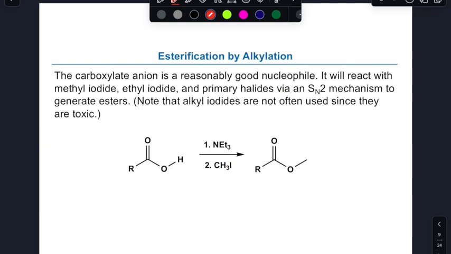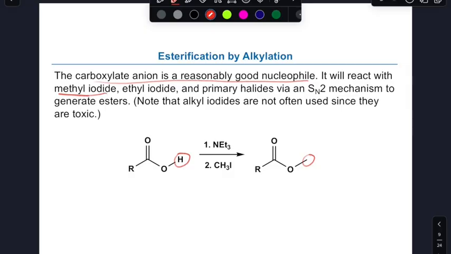So first, let's start with the easy ones. If we're going to do esterification by alkylation, as we mentioned, we're going to do an addition where we're replacing this proton with some type of a carbon group. Now, to do this, in general, carboxylates are not too bad nucleophiles once we can form them, but we need powerful electrophiles.